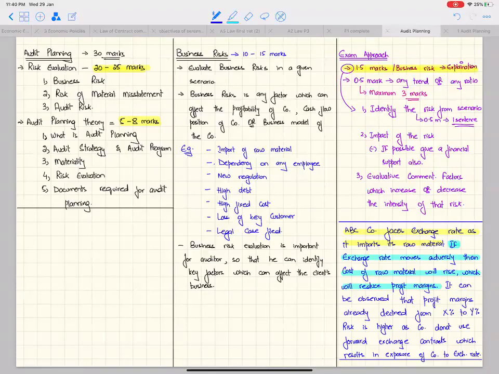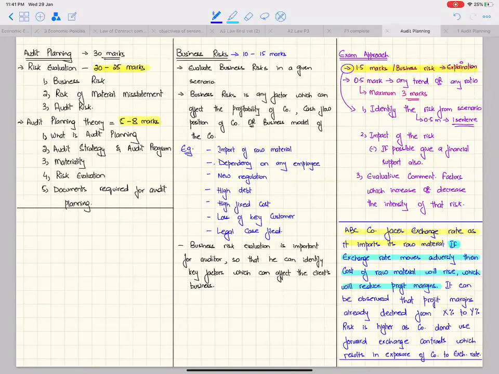What the students do is that they get hypothetical, they deviate from the scenario and they start to write on their own. What you need to understand is that you need to focus on the scenario and you need to identify the risk from the scenario. You have to write the impact and you have to pick up the evaluative comment from the scenario, not from your own mind. Okay? I hope that you are getting the point.